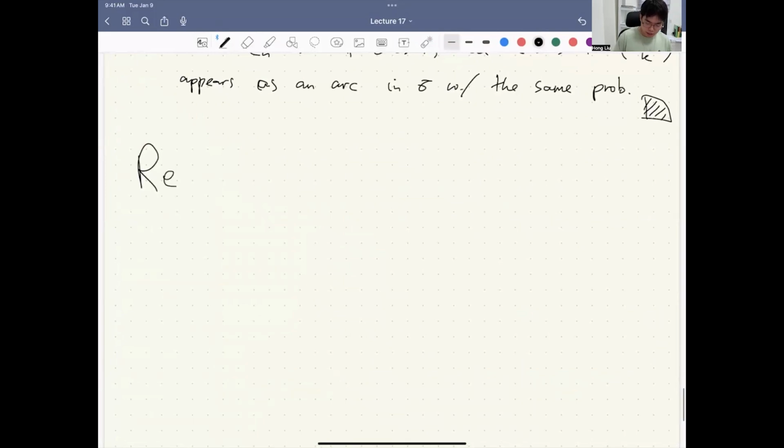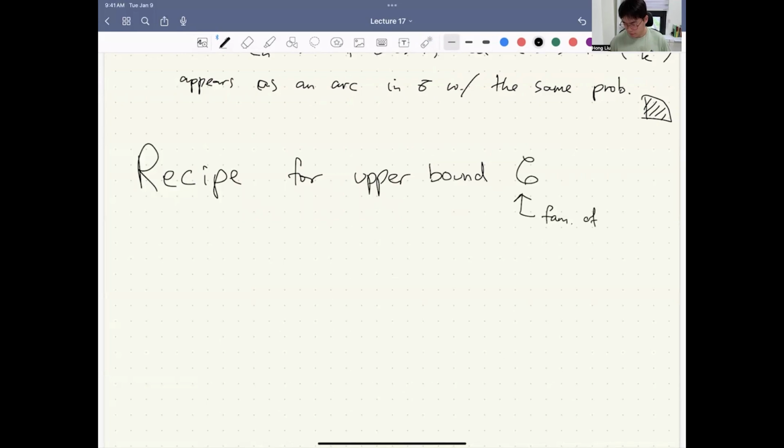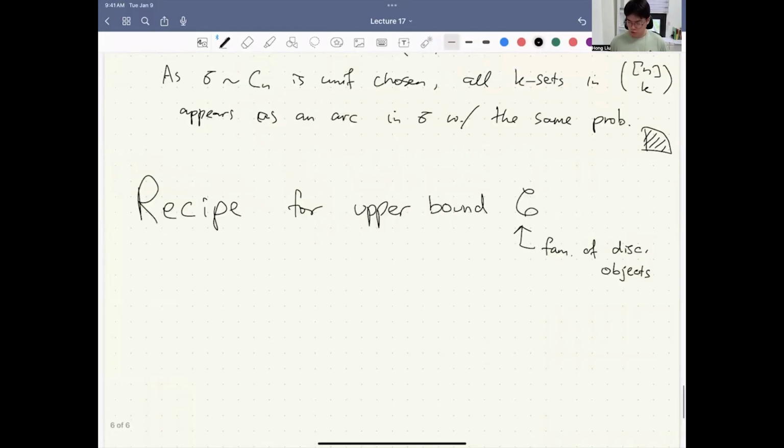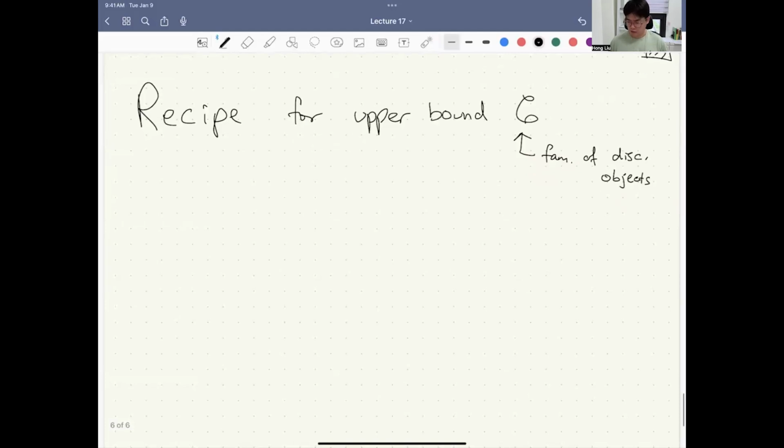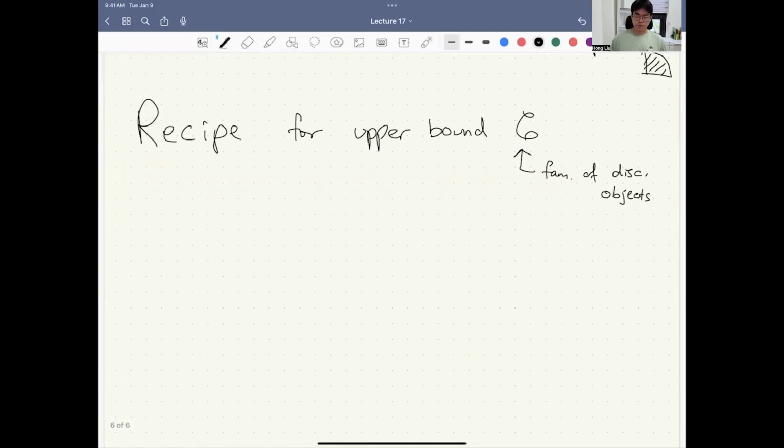The recipe for upper bounding some family of discrete objects. It could be graphs, posets, permutations, intersecting families, families of sets, any discrete objects. What's this recipe?